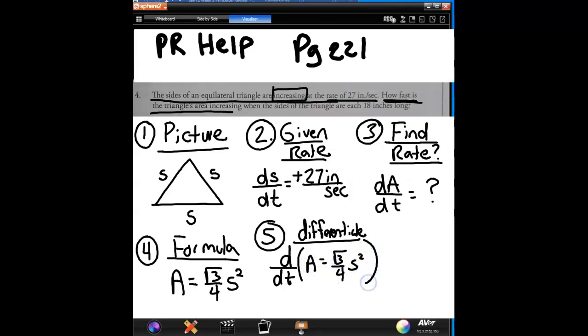So taking the derivative of A, I end up with dA/dt. This is a constant multiple, so it's just going to stay there. Constant multiples don't change. The derivative of s squared is going to be 2s, right? But don't forget that when you're doing derivatives with these types of problems, when this variable down here doesn't match this variable here, we're going to treat that like an implicit differentiation. So after you find the derivative like normal, you're going to multiply it by the s prime, or in this case we'll call it ds/dt.